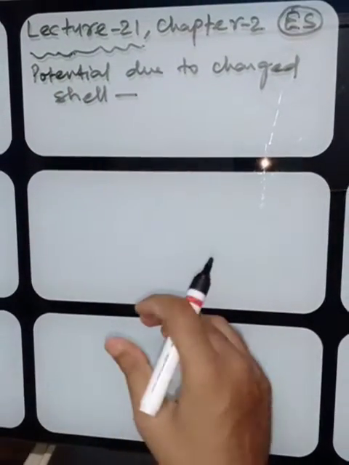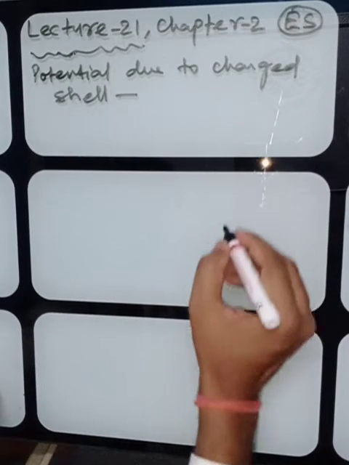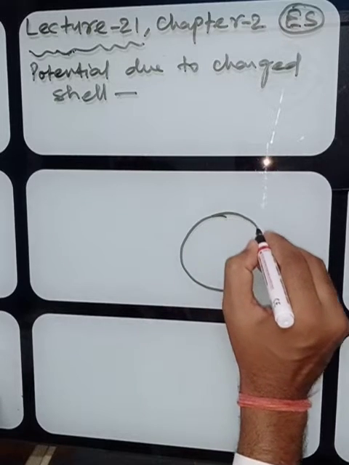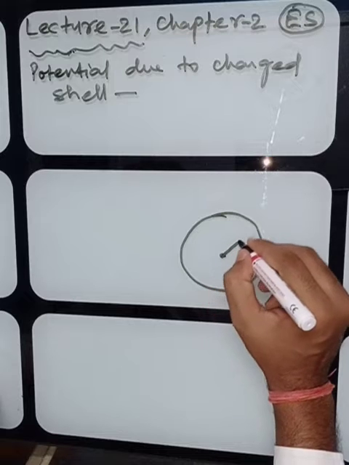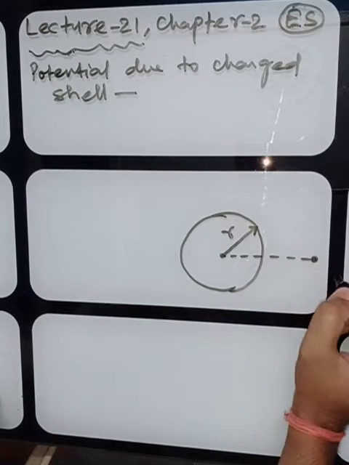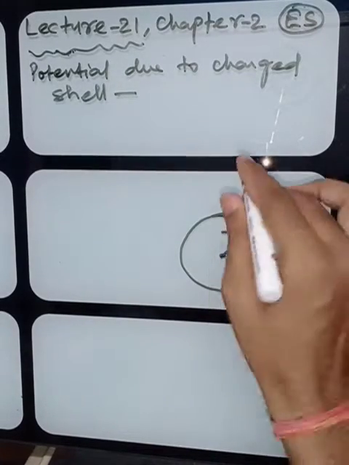Potential due to charged cell. My dear students, I'm using this section for the diagram. This is the cell, suppose of radius r. You have to find the potential at 3 points. I'm generalizing, okay? You have to find the potential at 3 points.